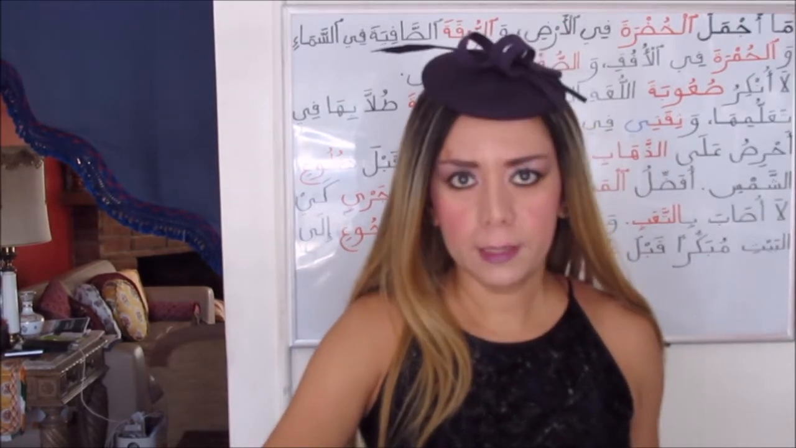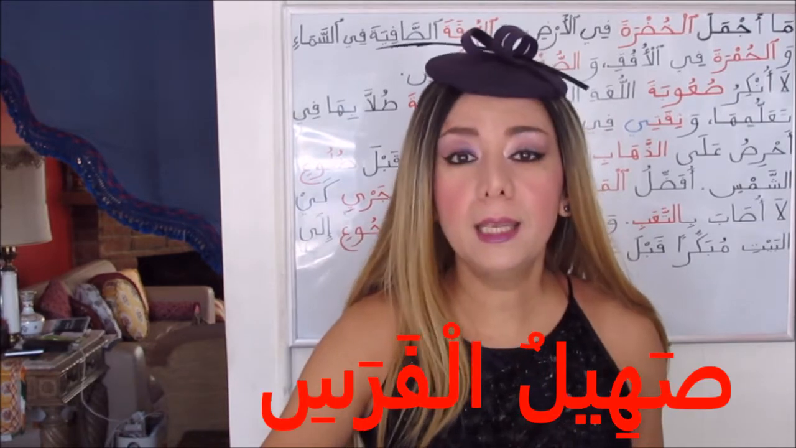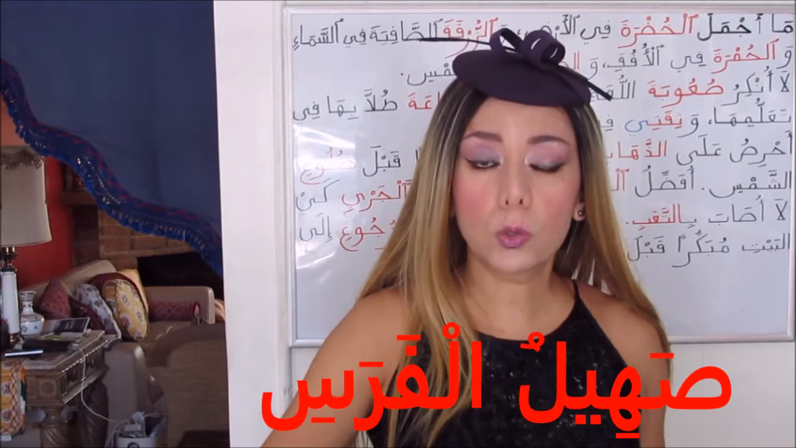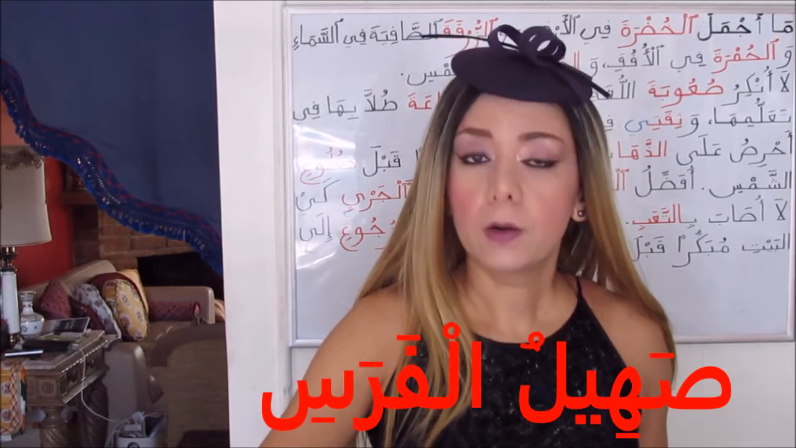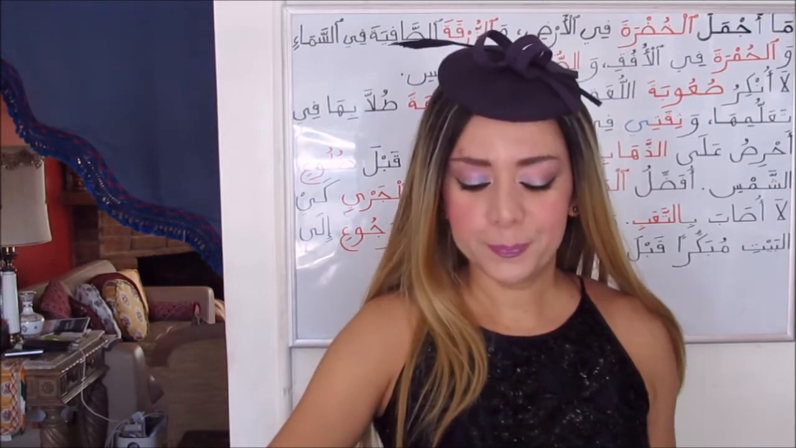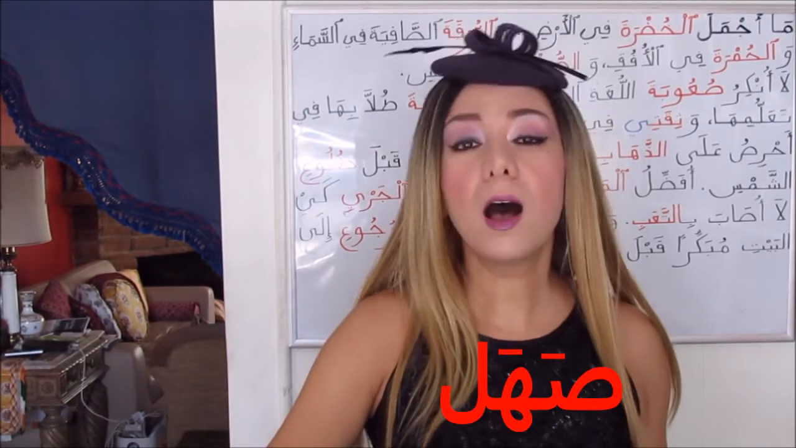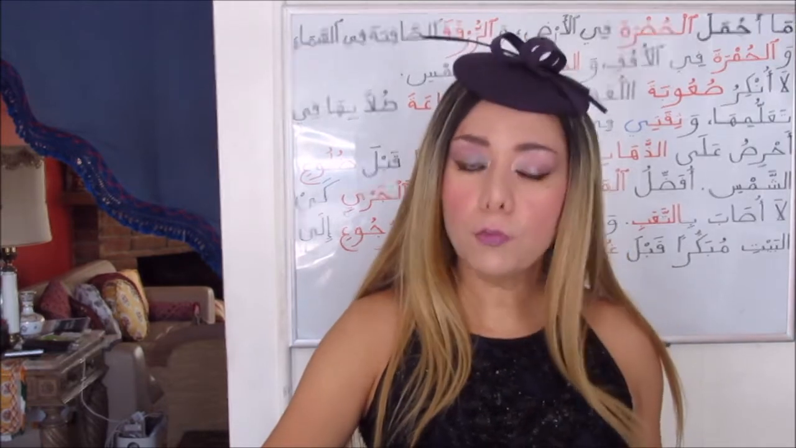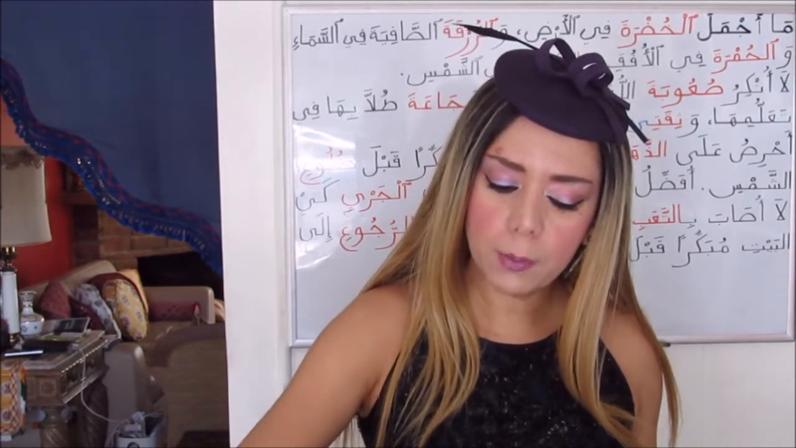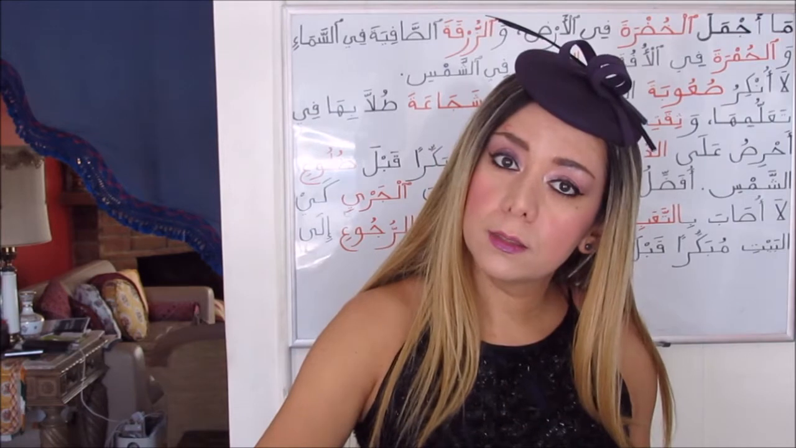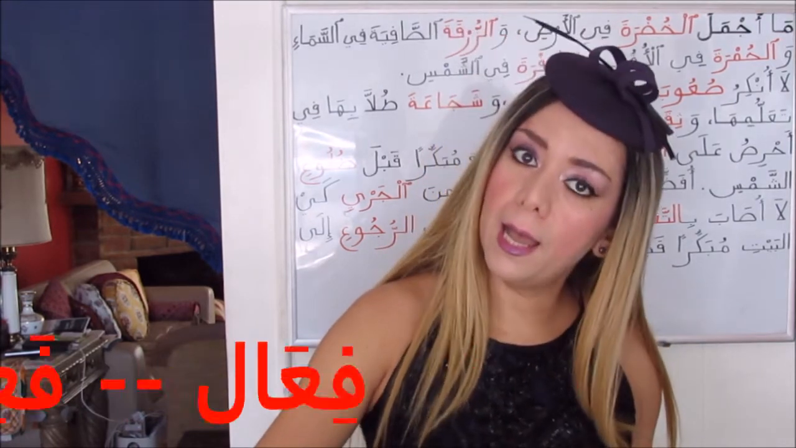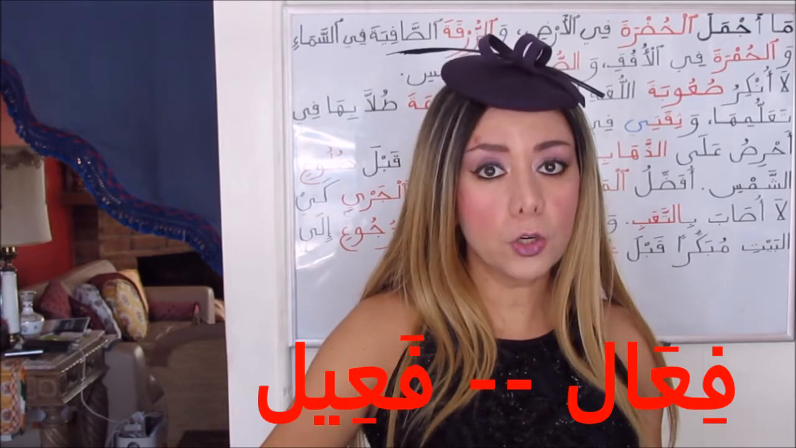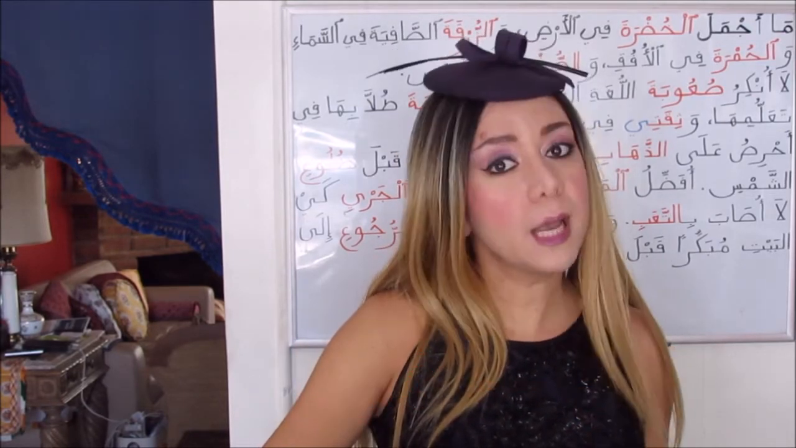Horse neighing. صهيل. صهيل الفرس. Neighing, صهيل, horse, الفرس. Rhyming with فعيل. Of the verb صهل, to neigh. These verbs involve a sound and rhyme with فعيل. So we have فعال and فعيل representing this category of animal sounds.